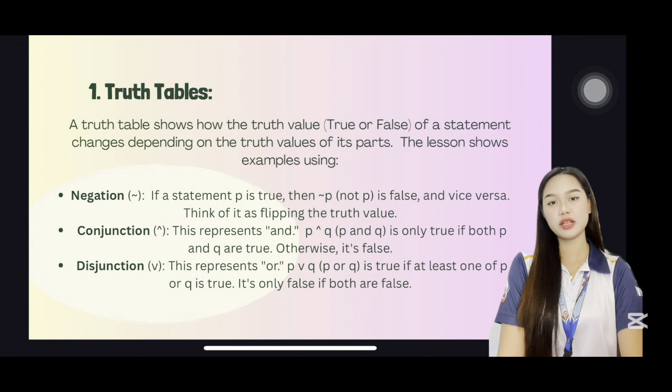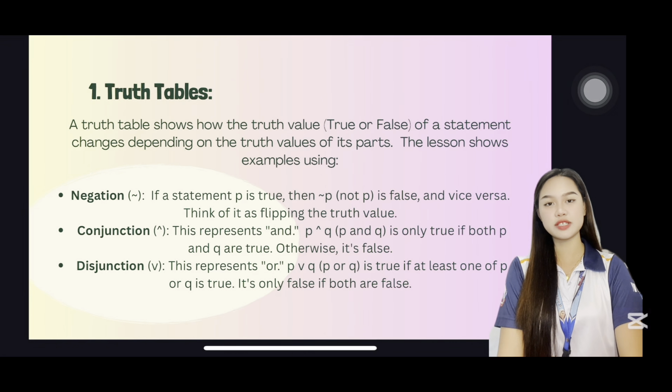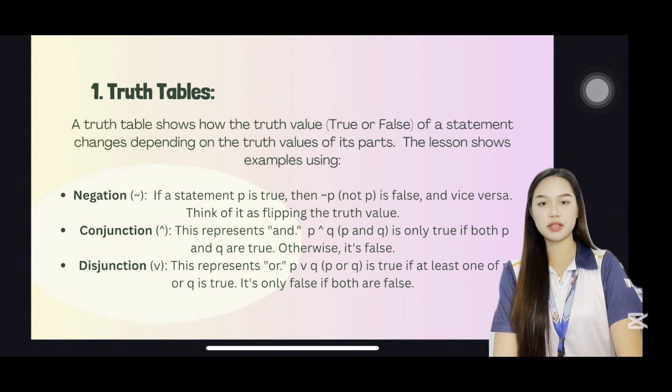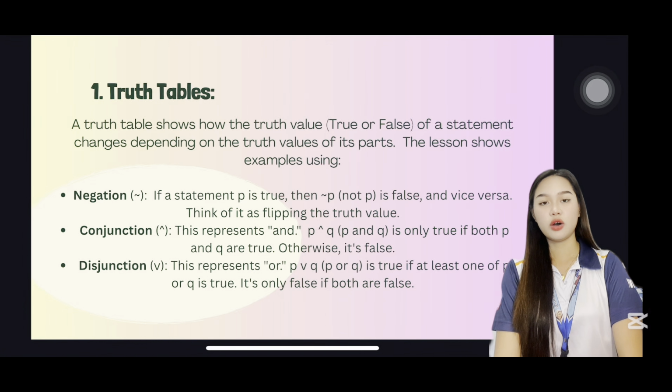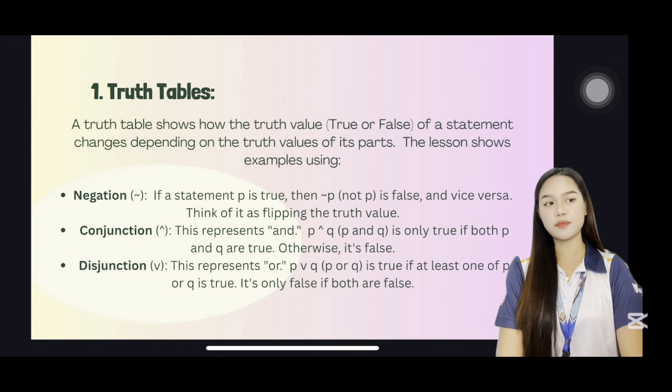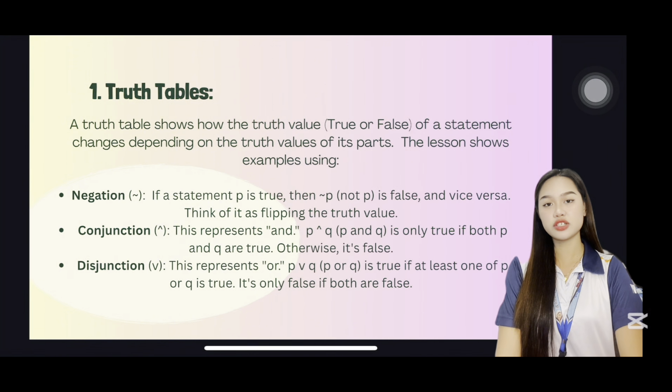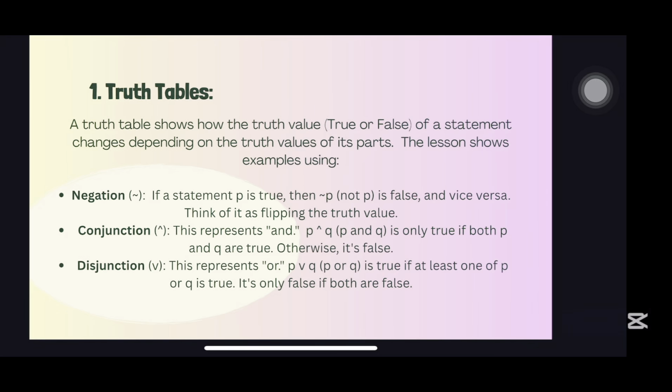For my part, I will be discussing truth tables. A truth table shows how the truth value, true or false, of a statement changes depending on the truth values of its parts. The lesson shows examples using negation, conjunction, and disjunction.